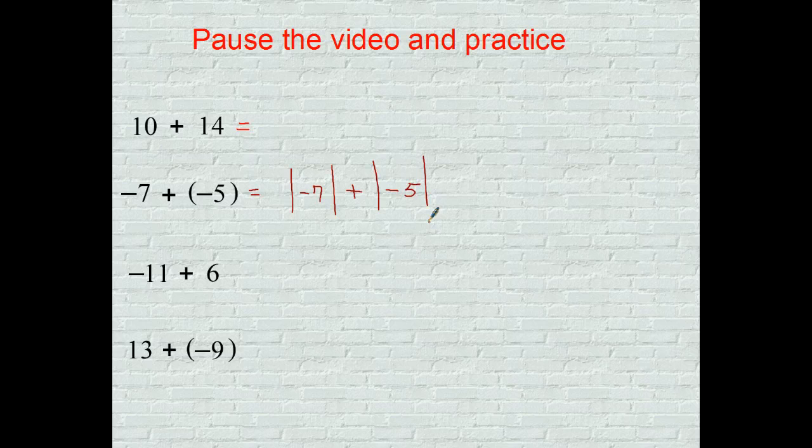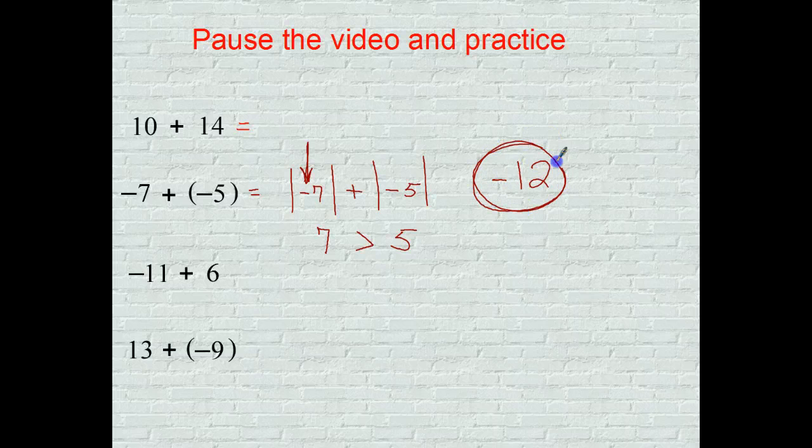All right, what are the absolute values? Well, this one is 7, and this one is 5 bunny hops away. So who's bigger? Well, 7 is bigger than 5, so we're going to steal the sign from that into our answer. Add up our numbers. 7 and 5 gives us 12. Steal the sign of the largest absolute value, and that must be negative. So the answer is -12.